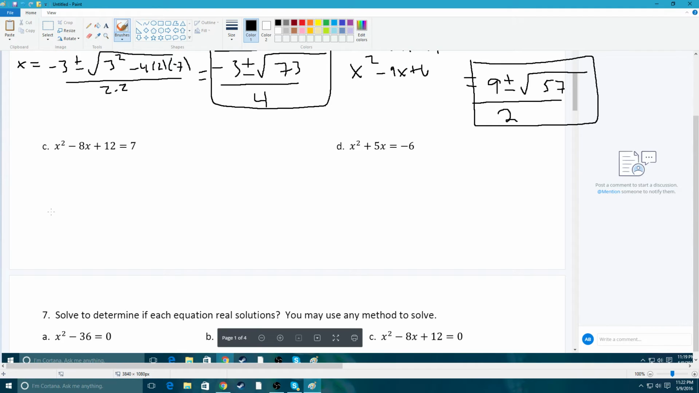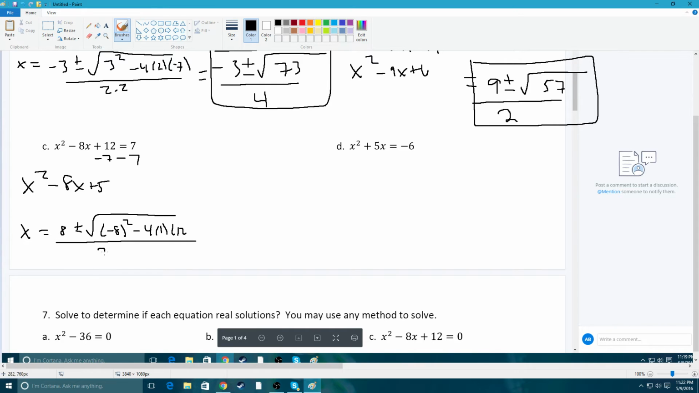Okay, part C. Again, you got to subtract 7 from both sides. So it's x squared minus 8x plus 5. So this is x equals positive 8 because it was negative to begin with, plus or minus the square root of negative 8 squared minus 4 times 1 times 12 all over 2 times 1.